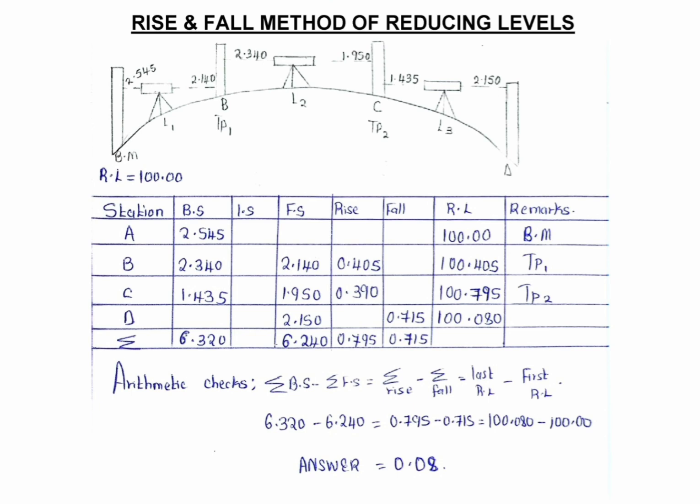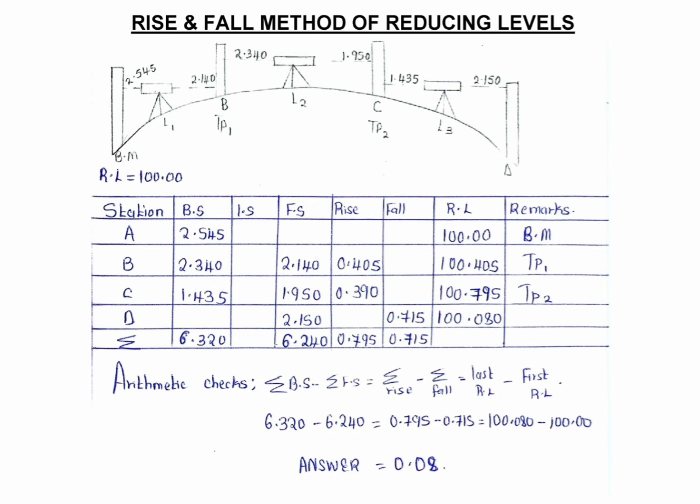After you get your backsight and foresight readings, you have to calculate whether there is a rise or a fall. To calculate the rise, you take the backsight reading less the immediate foresight reading. When it's negative, it's a fall. When you get a positive value, it's a rise. For example, when you deduct 2.140 from 2.545, it's positive, so that's a rise. For a fall, when you deduct 2.150 from 1.435, it's negative, so it's a fall. Then from there, you calculate your reduced levels.